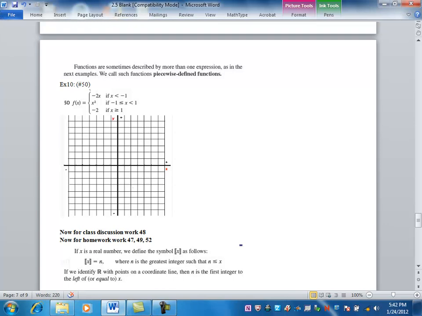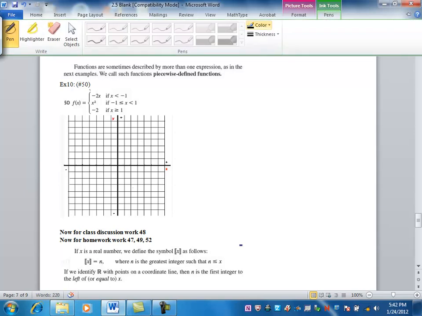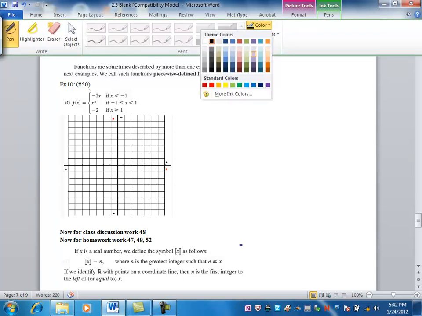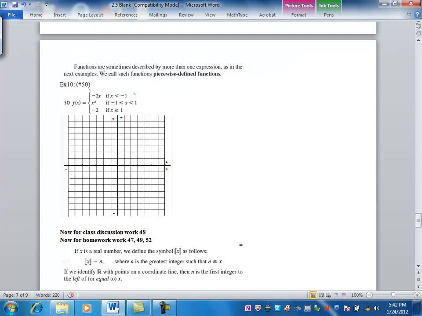Do we need exactly what's inside the absolute value bars, or do we need the opposite of what's inside the absolute value bars? Now, let's take a minute here and look at example 10 as we get ready to do this. What I'm going to do is sketch in all three of these functions. I'm going to put the top one in blue.